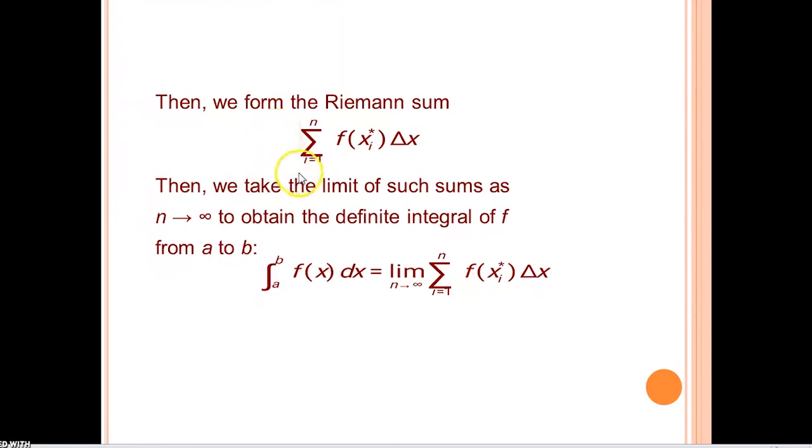We take the limit as n tends to infinity to obtain the definite integral of f from a to b. So how do we get the definite integral? The limit of these Riemann sums, as you can see, gives integral a to b f of x dx. The definite integral is obtained as the limit as n tends to infinity of summation i from 1 to n f of xi star into delta x. So the definite integral is actually the limit of Riemann sums.